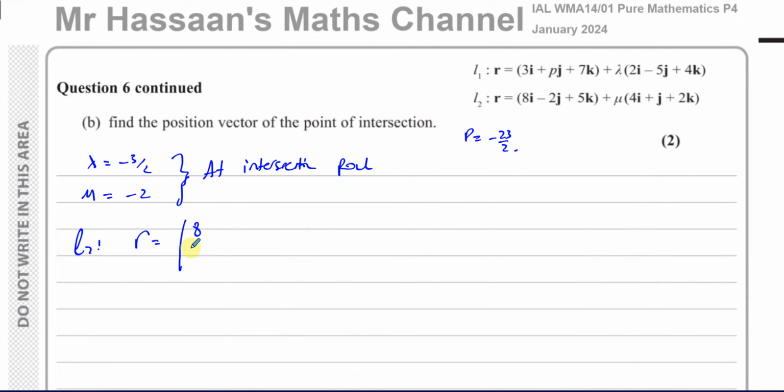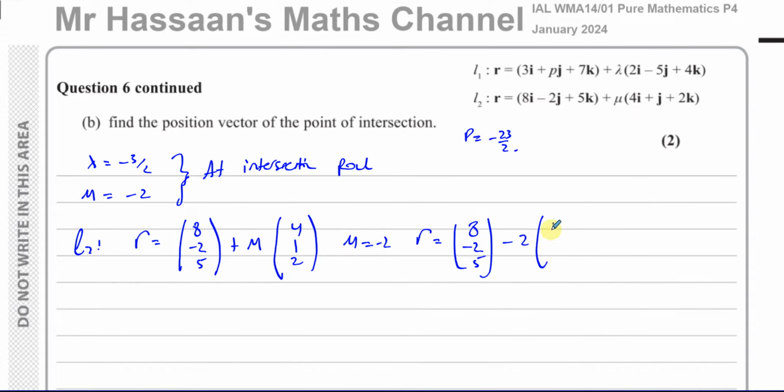So we have 8 minus 2 and 5 plus mu times 4 and 1 and 2. So therefore when mu is equal to minus 2, then the position vector of the point where they intersect is going to be 8 minus 2, 5 minus 2 times 4, 1, 2. So that position vector where they're going to intersect is going to be 8 minus 8, which is 0, and minus 2, which is negative 4, and 5 minus 4, which is 1. That's going to be the position.